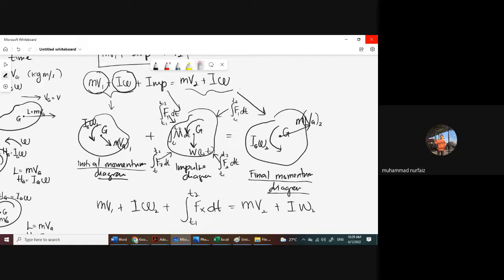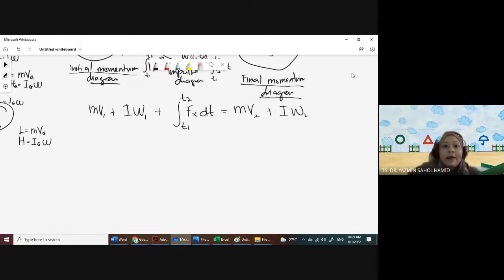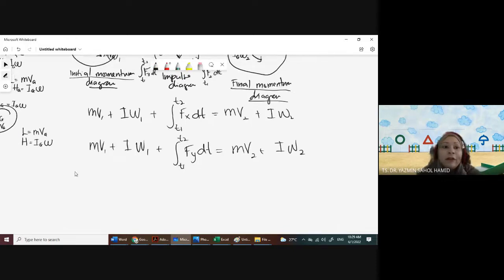Takut you all buat tersilap, semua campurkan dalam one equation. And then you can also have in FY direction. And of course FZ lah, tapi kita tak go to 3D lah. Kita biasanya 2D lah. So this is the thing that you need to understand. So this is the fundamental concept lah.